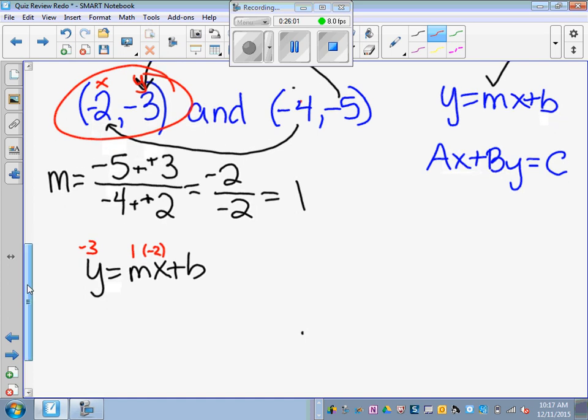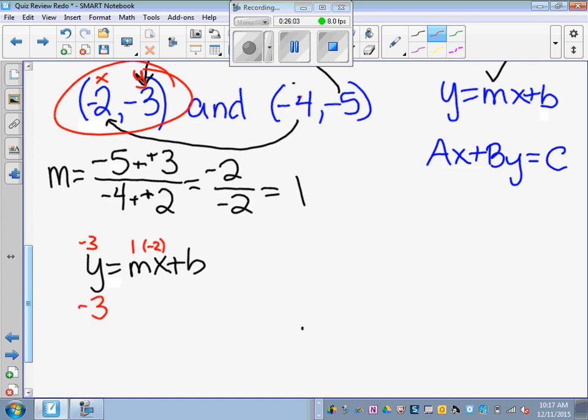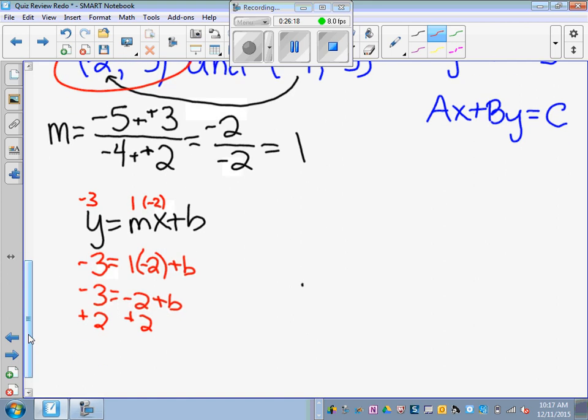Alright, so let's write out our equation here. -3 equals 1 times -2 plus b. So we get -3 equals -2 plus b. And when we add that over, I get -1 equals b. So now I have my b value, I have my slope, I can write out my equation.